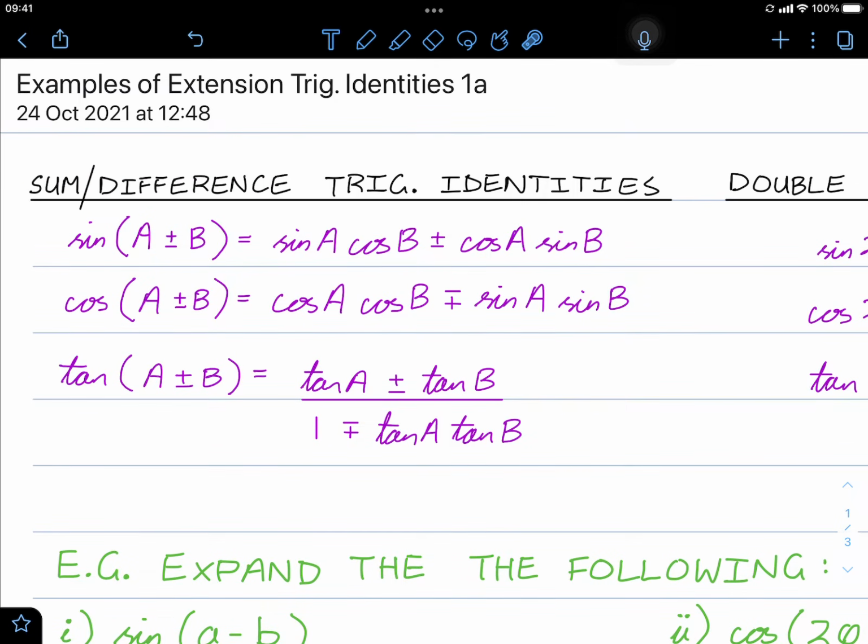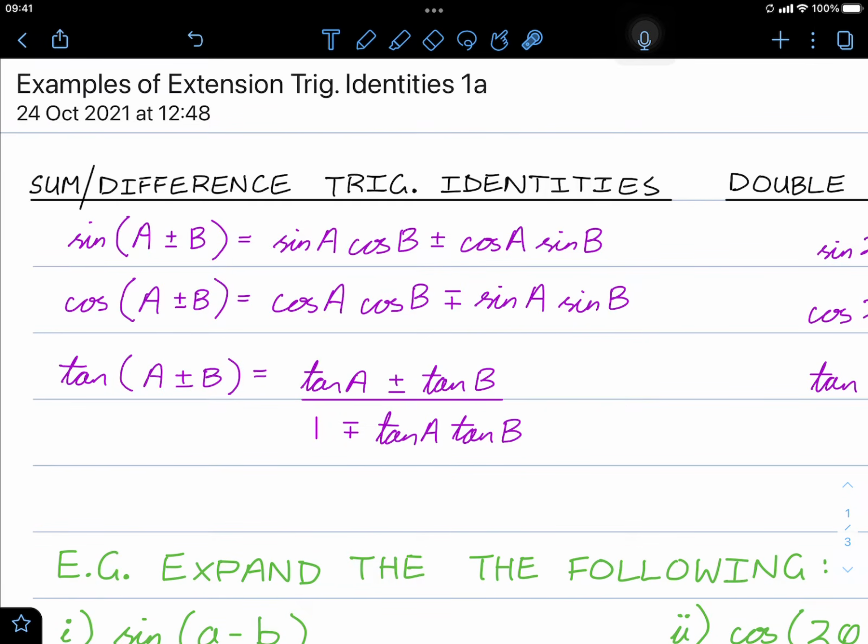So here we have the sum A plus B or difference A minus B of sine, cos, or tan. I need to draw your attention very closely to the different symbols here, because two of them have minus plus. So if we have sine A plus B, so we're looking at plus, it becomes sine A cos B plus cos A sine B. If we had sine A minus B, it becomes sine A cos B minus cos A sine B.